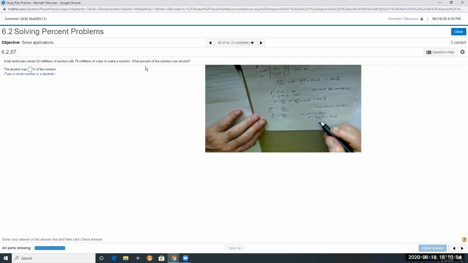So 3 ways of looking at the problem. But the key here is when we're making an alcoholic solution, it's made up of water and alcohol. So the total ingredient is necessary 130.